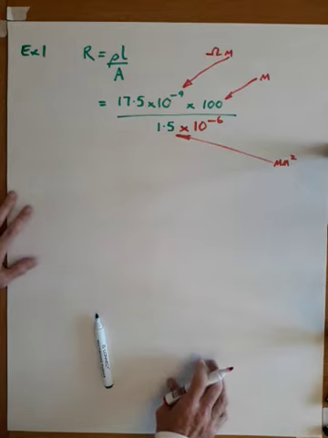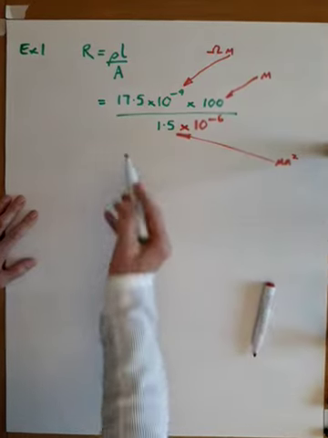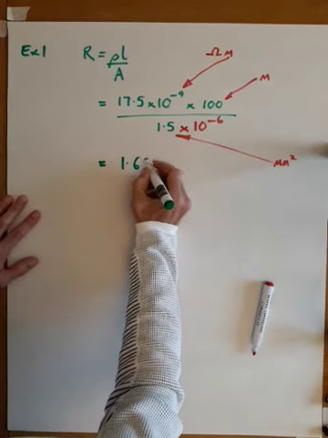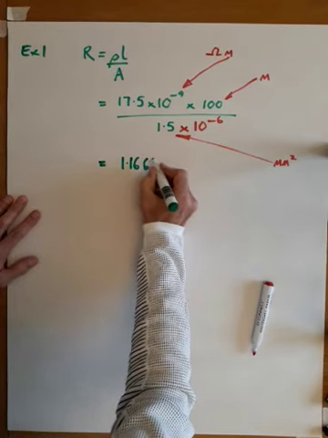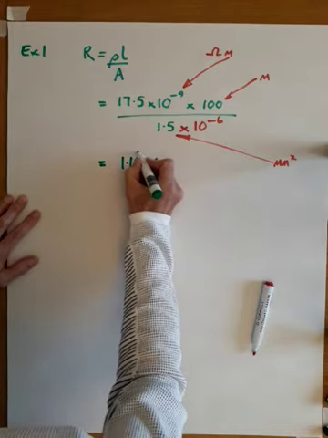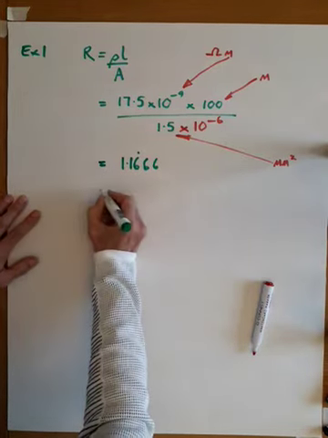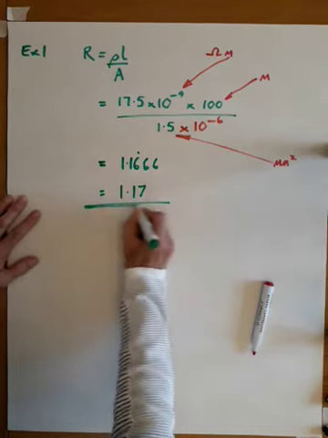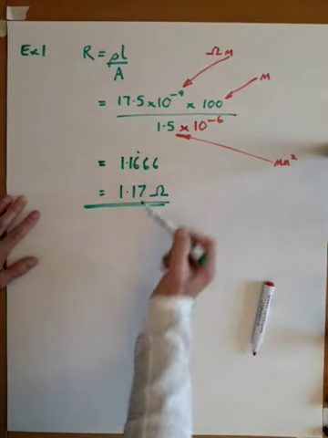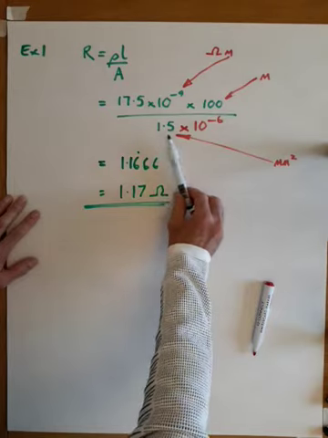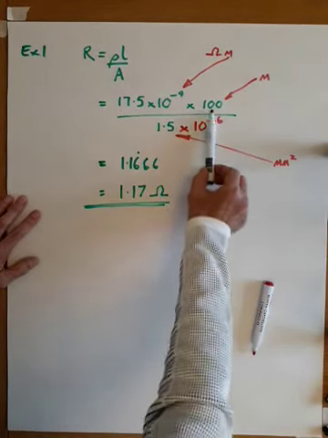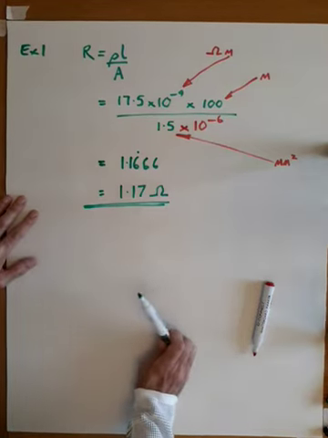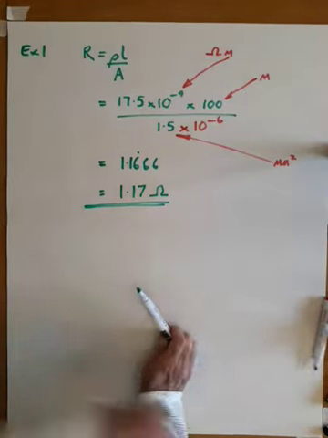And if you put that into your calculator, you should come out with 1.1666. And on it goes, you should see a dot above the 6. So I'll rewrite that as 1.17. So the resistance of this 1.5 millimeter squared piece of cable conductor, which is 100 meters long, is 1.17 ohms. Okay, I will take you through the key sequence at the end of this clip.